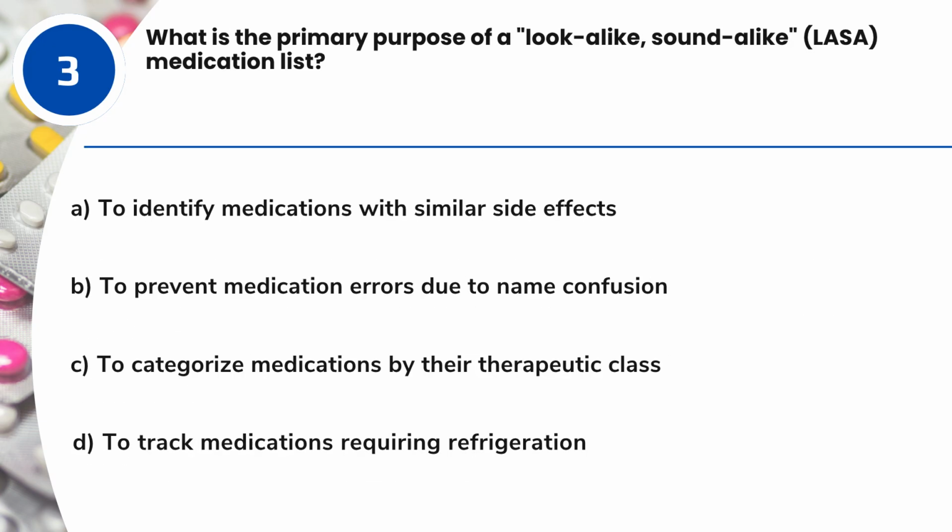Question 3. What is the primary purpose of a look-alike, sound-alike, LASA medication list? A. To identify medications with similar side effects. B. To prevent medication errors due to name confusion. C. To categorize medications by their therapeutic class. D. To track medications requiring refrigeration.